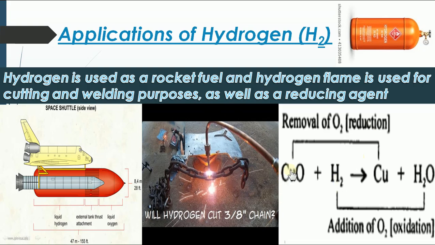So copper oxide has oxygen. This oxygen is removed by this hydrogen. So the hydrogen is responsible for this oxygen removal from this copper oxide. So this is an agent. Hydrogen is used as an agent to do the reduction process in this equation. So in this chemical reaction, the hydrogen acts as a reducing agent. So very simple idea. In many reactions, hydrogen acts as a reducing agent.